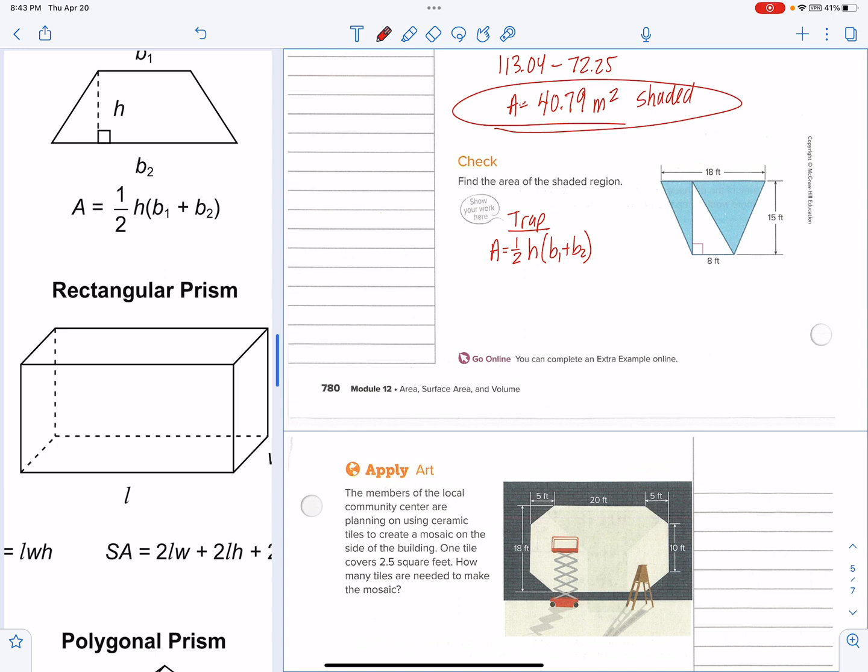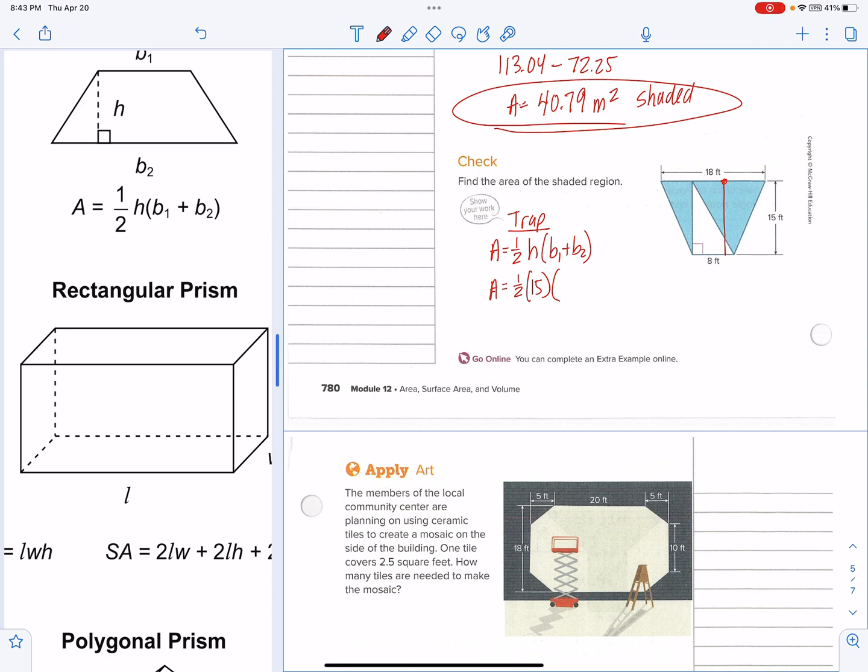But there's 2 bases. There's a base right here and a base right here. And they're actually giving us both of those, which is really nice. So fill out everything. Area equals 1/2. The height is my distance that's perpendicular from my bases like this, which I see is 15. So here's my height is 15.